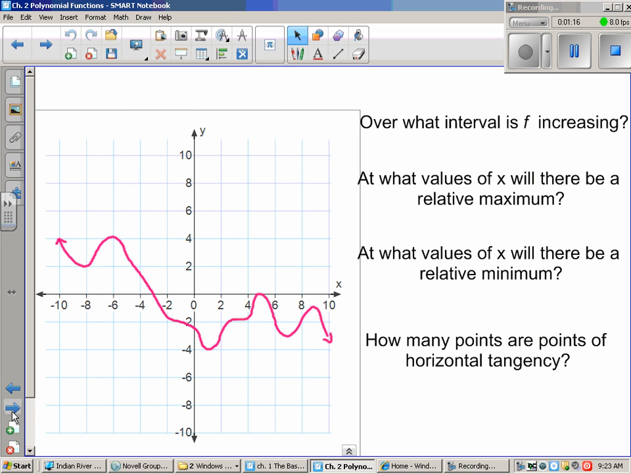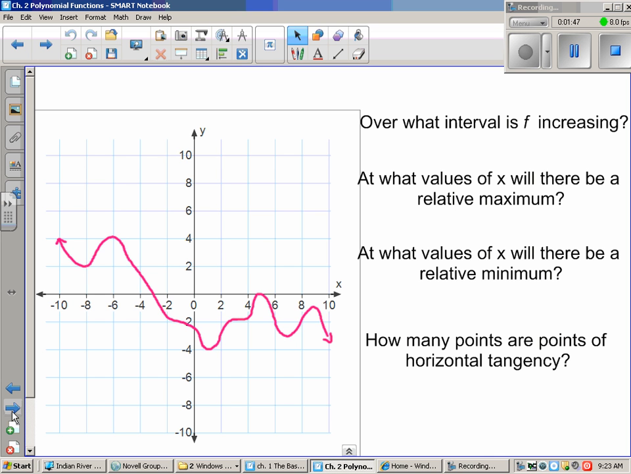Now again, that term relative we need to become familiar with, but basically over the course of this graph, there are other maximums, and if you look to the far left of this graph, you'll notice the arrows pointing up. So obviously this graph continues to go up, so there's higher points. But when it says relative, it basically means within the domain in which I'm giving you, what is the relative maximum? What is that maximum? And again, for minimum. And then how many points are points of horizontal tangency? Thinking about what that means to be a horizontal line or tangent line.